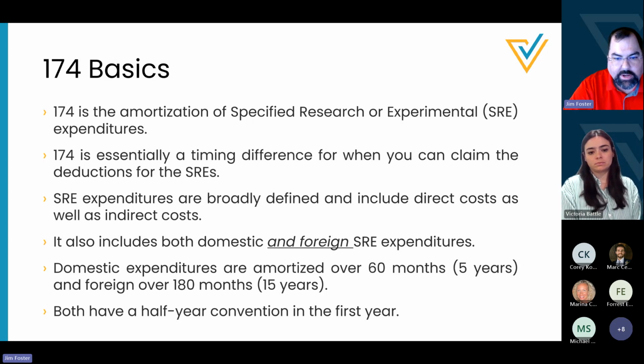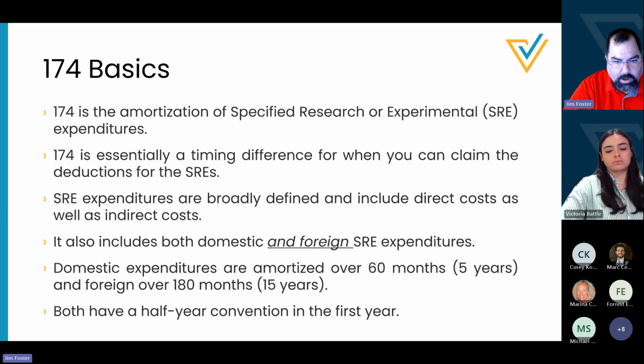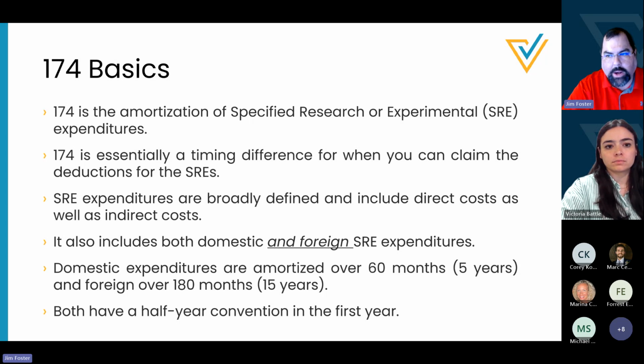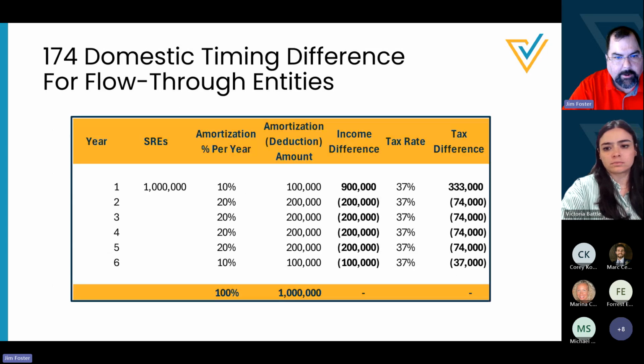Domestic expenditures are amortized over 60 months, 5 years, and foreign costs over 15 years. I don't know if I have the correct number of months there on that one. I may have to check that. But both have a half-year convention in the first year, which means instead of getting on the domestic side 20% each year, you only get 10% in the first year. And this chart kind of shows you what's going on with a flow-through entity.